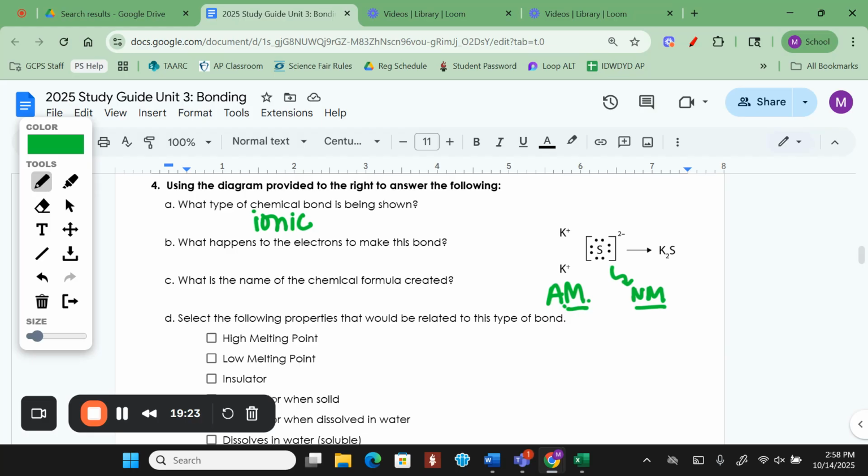And once you know that you have an ionic bond, you can name it, you can write its formula, you can tell me about its properties, you can tell me what the electrons are doing in the bond, you can tell me a lot of things. So let's start with what happens to the electrons in this bond. Well, just because it's ionic, we know that it's going to transfer the electrons.